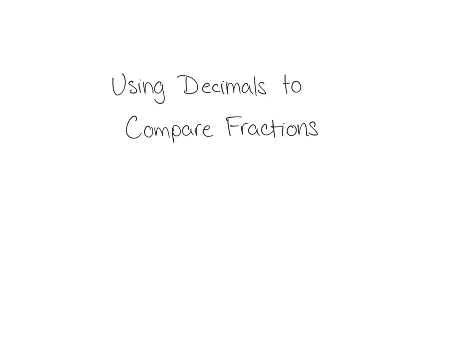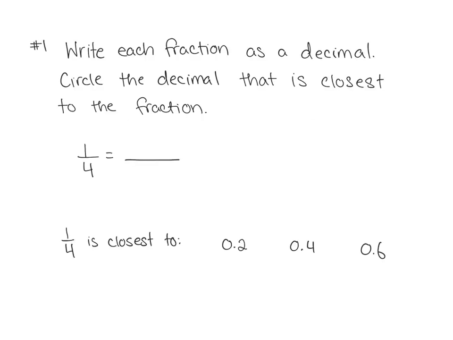Today's lesson is on using decimals to compare fractions, and it will cover page 6 in your Jump Math book. Question 1 asks you to write each fraction as a decimal, and then circle the decimal that is closest to the fraction. So we're going to start with step 1, writing each fraction as a decimal.